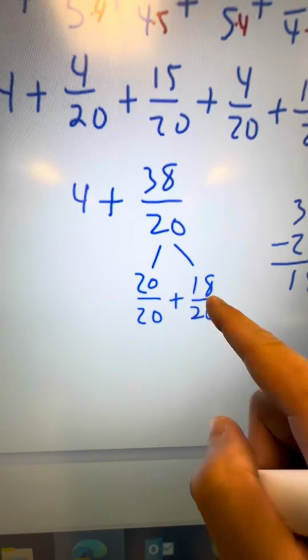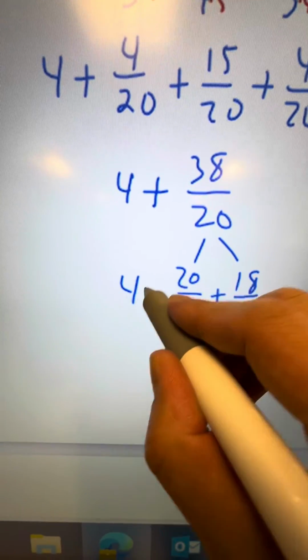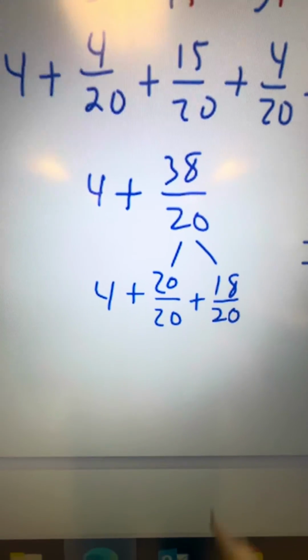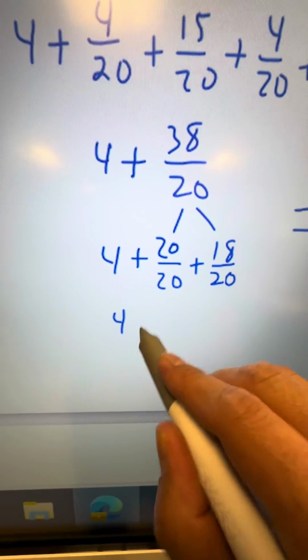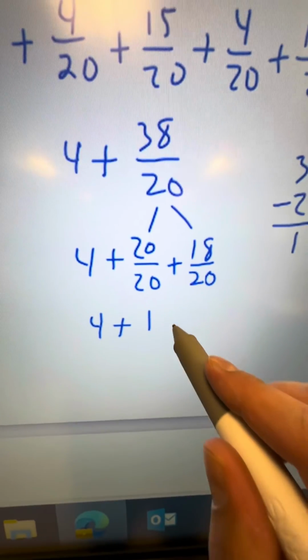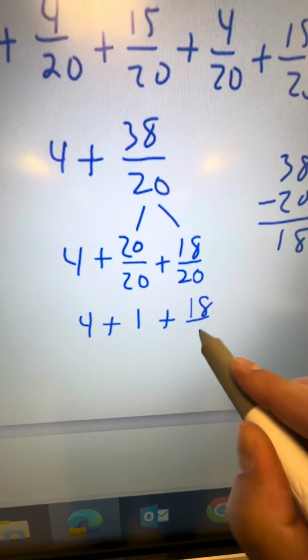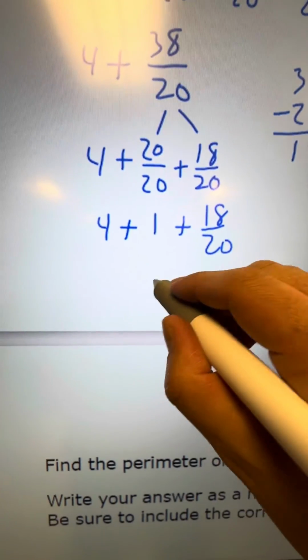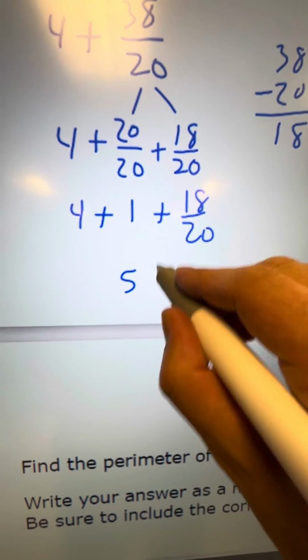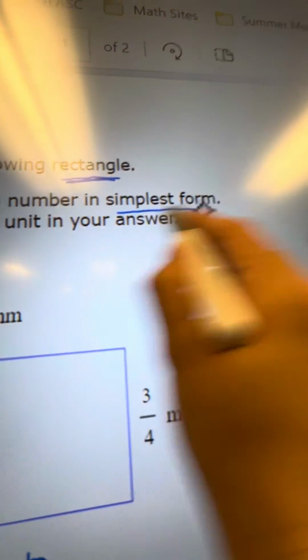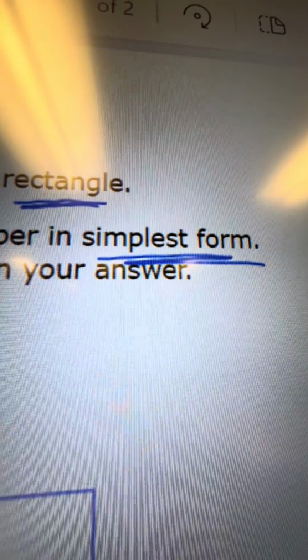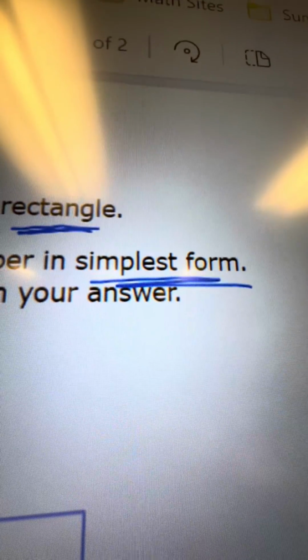Now, the reason why I split this up is because now I'm going to be able to rewrite it as a mixed number the proper way with a proper fraction. Because you can see 20/20 will become one whole amount. That's just 1. And then we still have the 18/20 left. Now we can add these two whole amounts to get 5 plus the 18/20. And we're almost done. The instructions, they want simplest form. So that means we have to reduce that fraction. In other words, eliminate common factors.